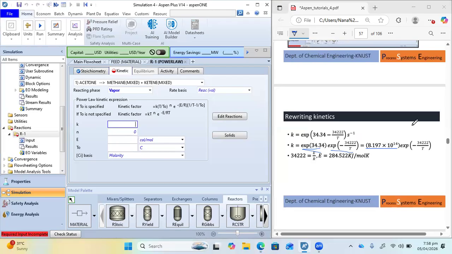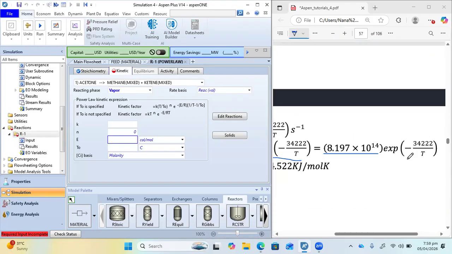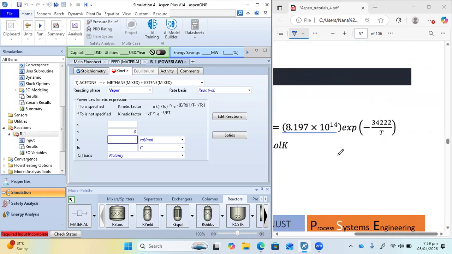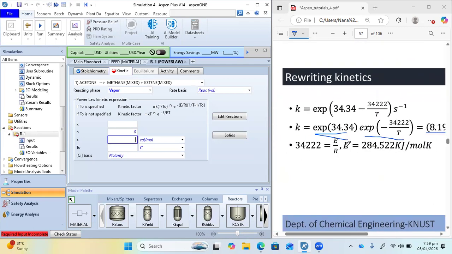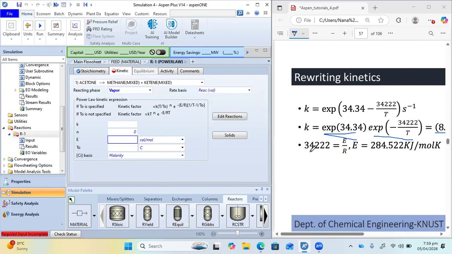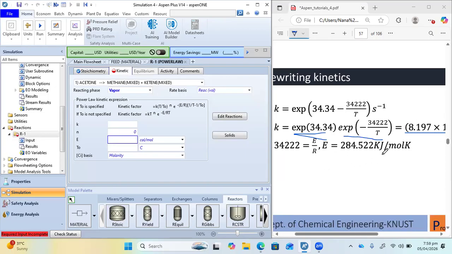Then the exponential term that contains the temperature is what we are going to manipulate to get our E, right? So how are we doing the manipulation? The minus 34222 is going to be equal to E over R, because you're supposed to get minus E over RT. The 1 over T is there, so it means that the 34222 is the same as the E over R, right? So we multiply this by the R, and then we'll end up getting our E. And this was done to get it in kilojoule per mole Kelvin.